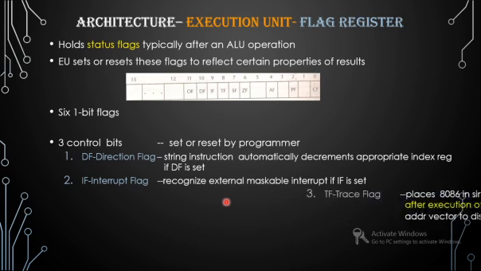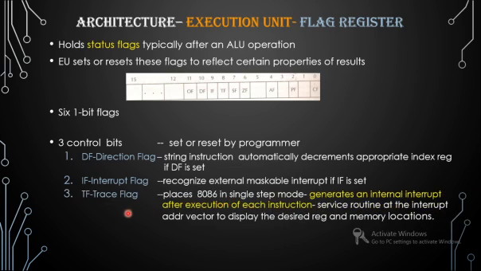And the third control bit is the trace flag. TF means trace flag, which will put the 8086 in single step mode, which means after every instruction it will generate an internal interrupt which will check for any kind of errors in the instruction. So at each step it checks whether there is any error and generates an interrupt, and only then goes to the next step. These are the control bits which will be set or reset by the programmer.